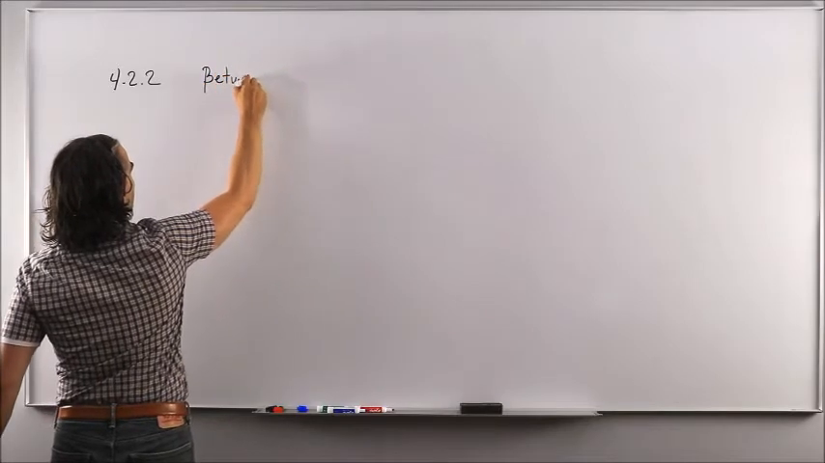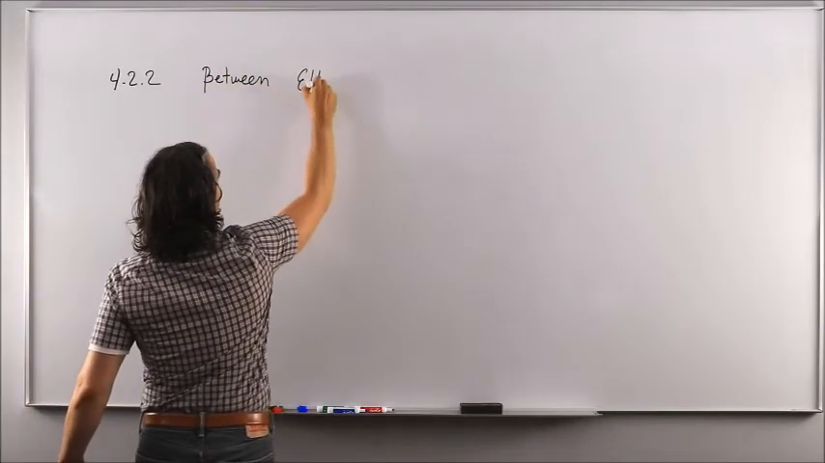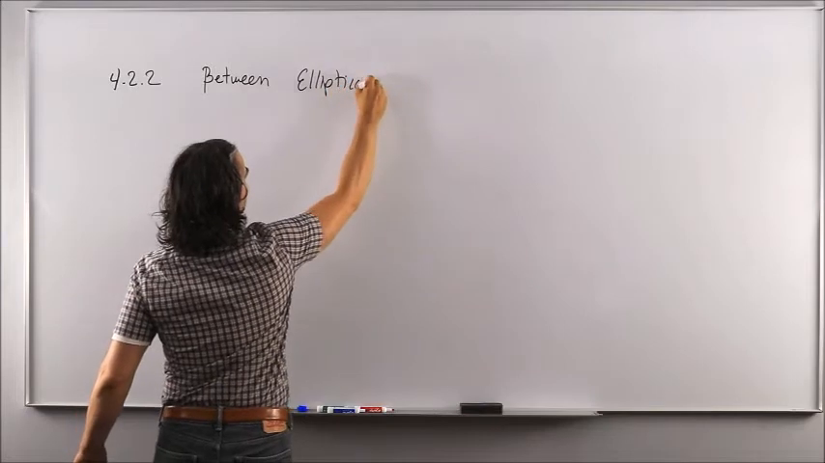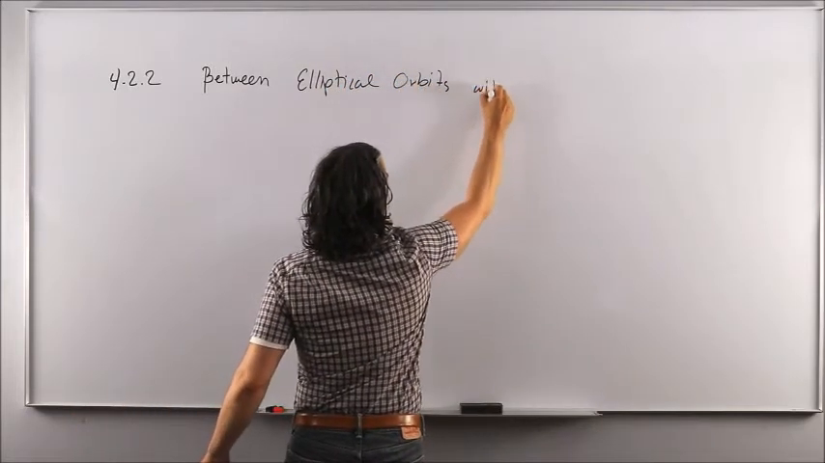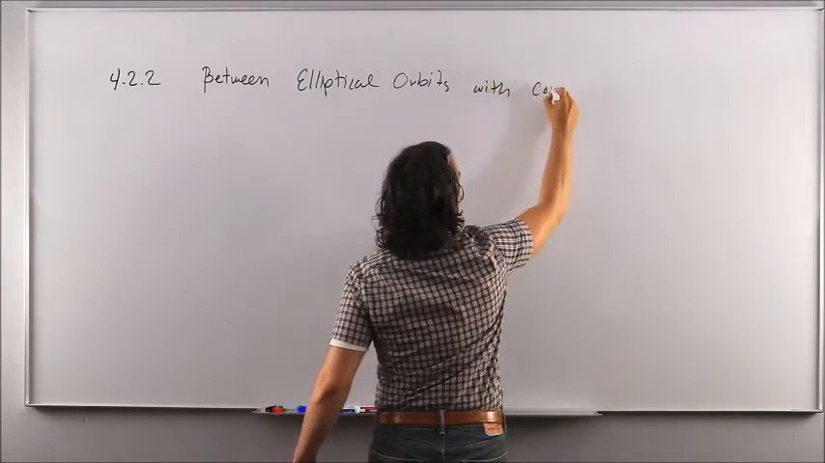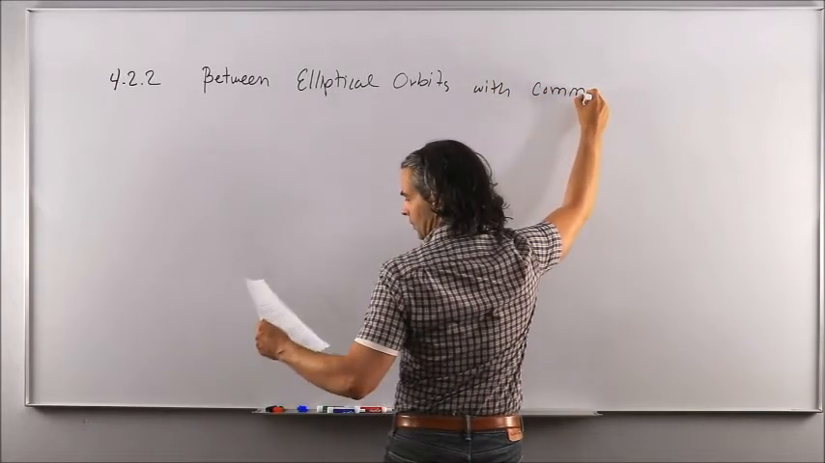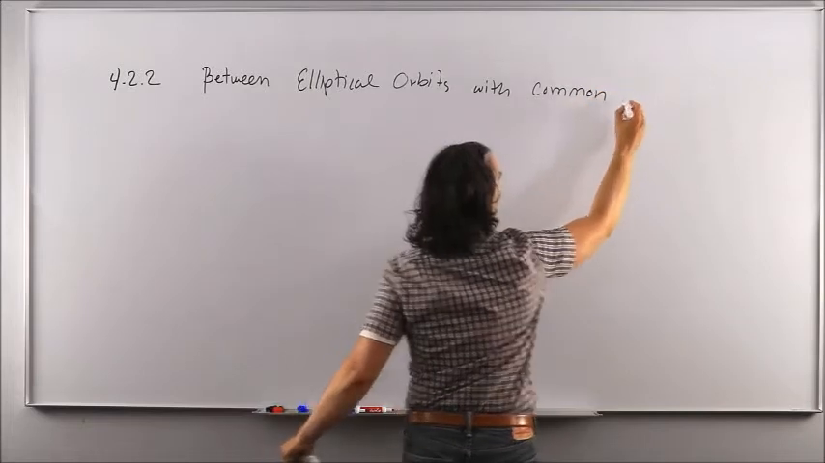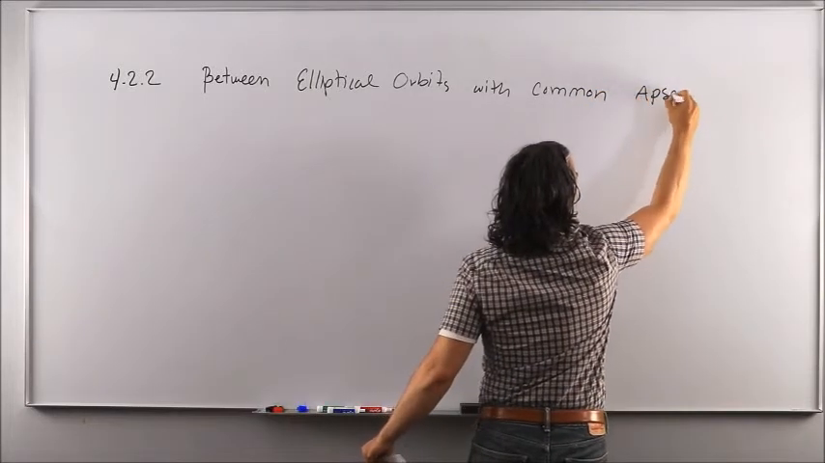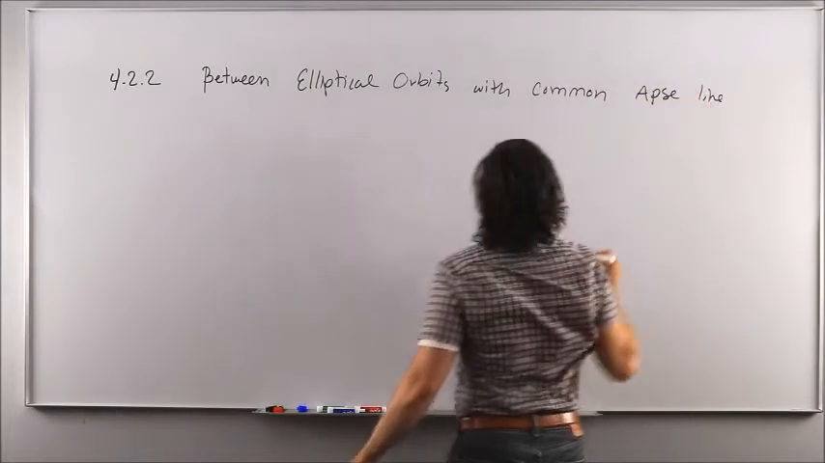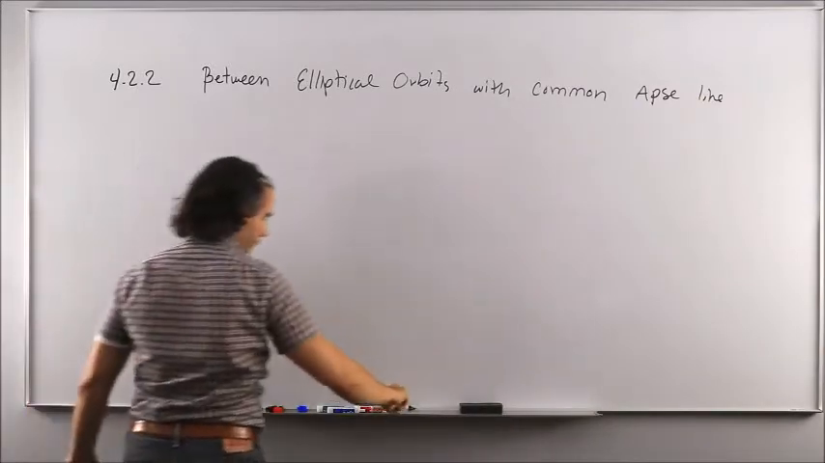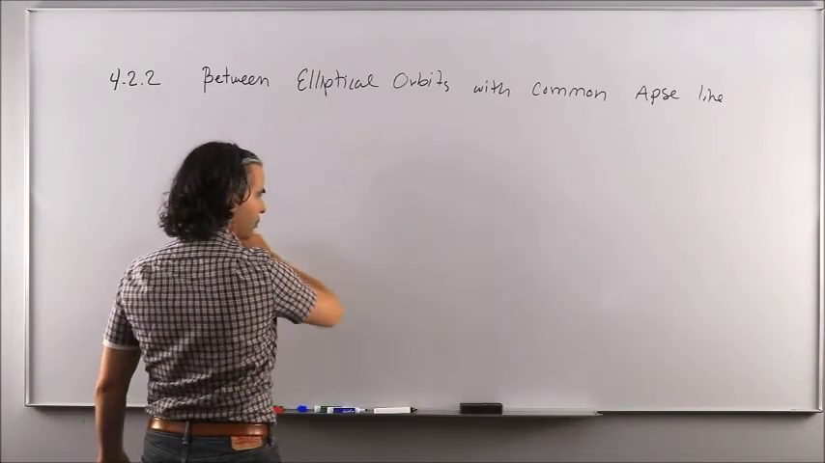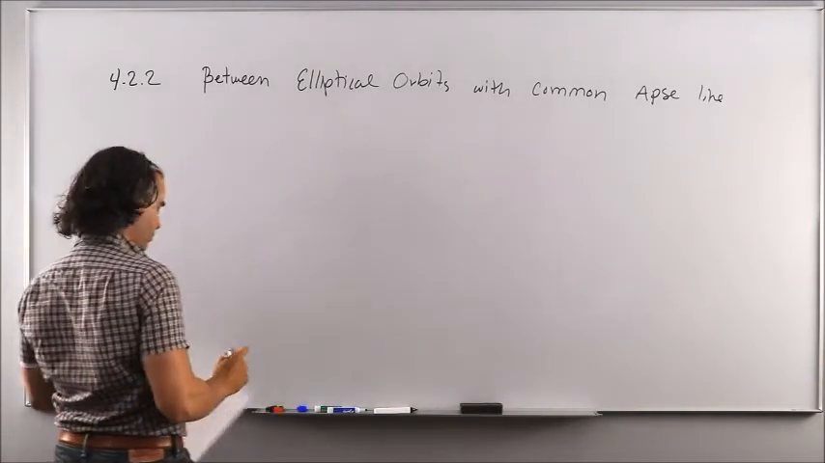So that would be burn or transfer between elliptical orbits that share a common apse line. Okay, the apse line is, think of it as the line through which the major axis goes through.